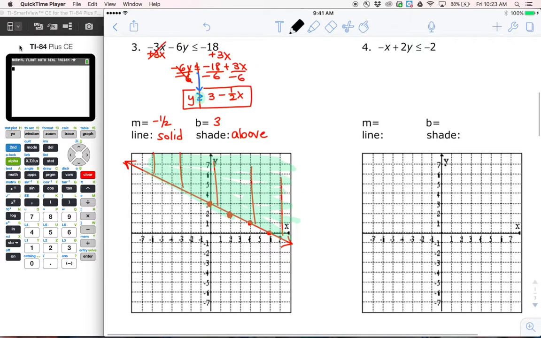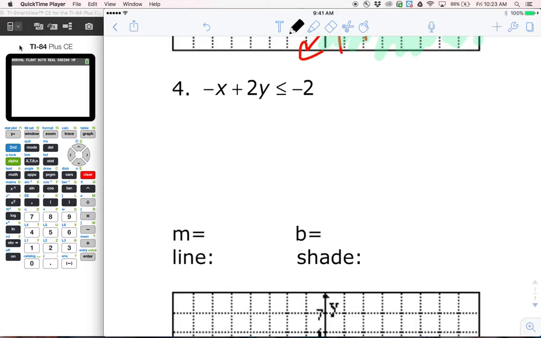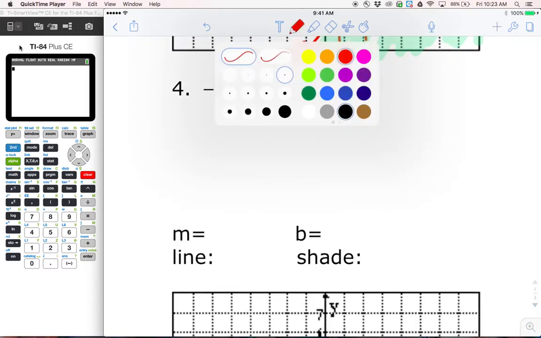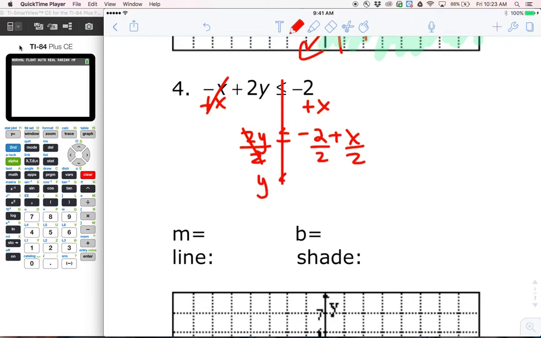Okay. All right, problem number 4. Here we go. Got to get y by itself so we can decide where our shading is going to be. So let's add x to both sides of our inequality. We got 2y is less than or equal to negative 2 plus x. Divide by 2. I divided by a positive number, so I'm going to leave my inequality alone. And I get negative 1 plus, let's clean this up. I'm going to put a 1 here for my brain. It helps a lot. And I got 1/2 x.